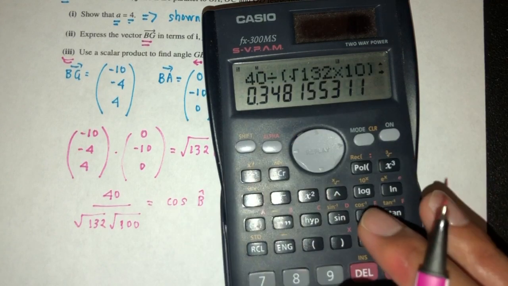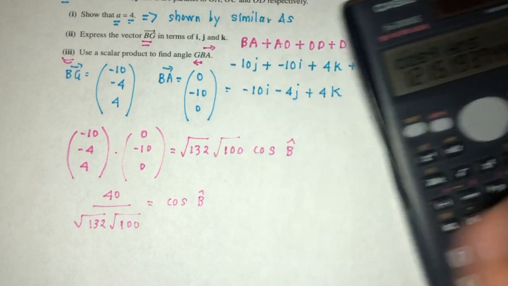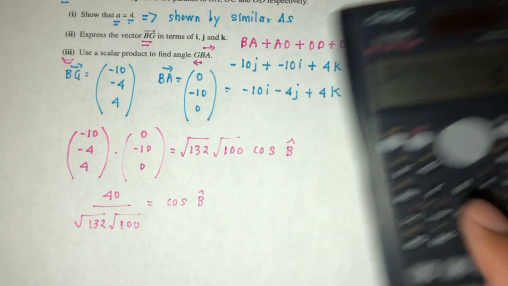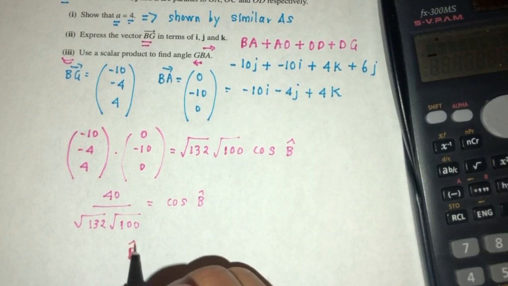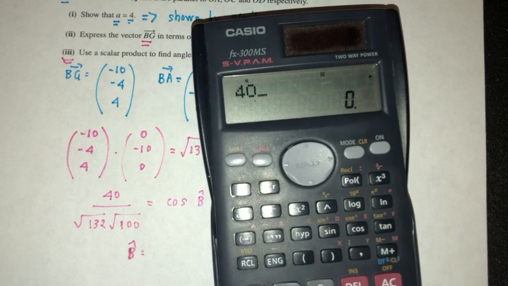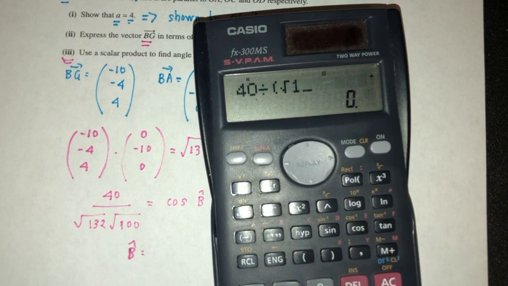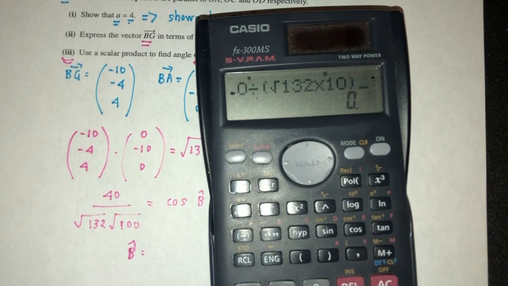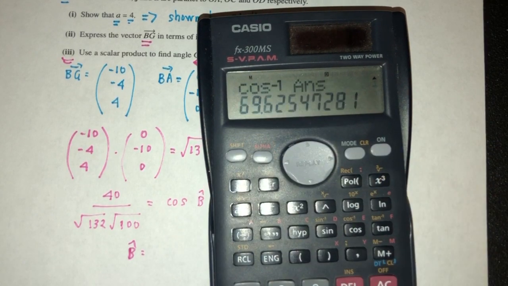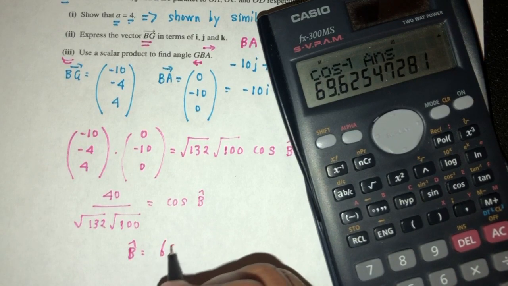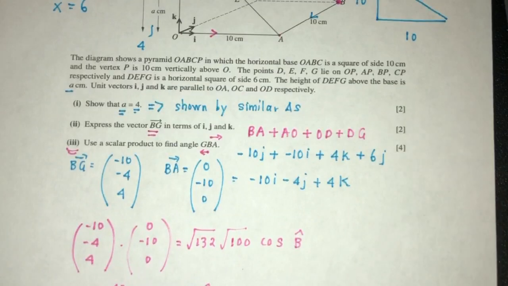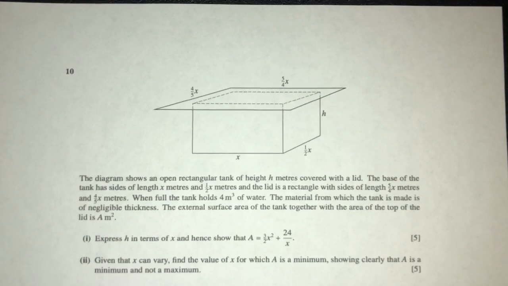Then cos inverse of that, I have to use degrees. So B will be cos inverse of 40 divided by root of 132 times 10, that will be 69.6 degrees. That is your angle B for part 3 of your question. Let's move on to the next question.